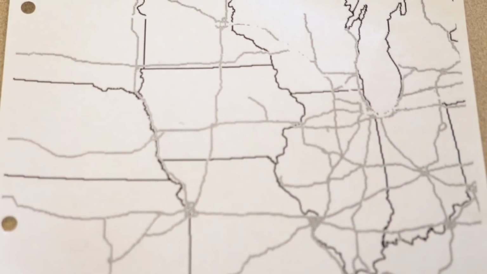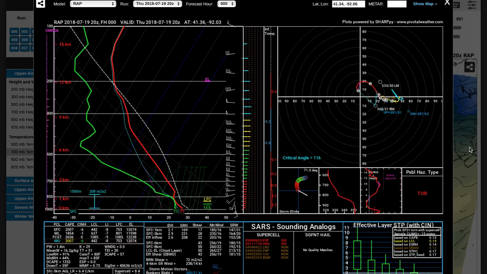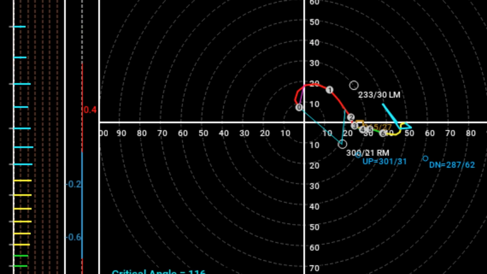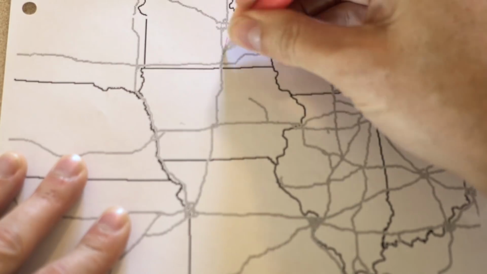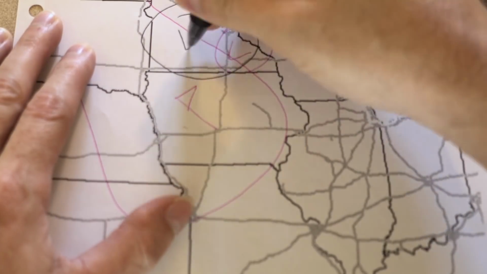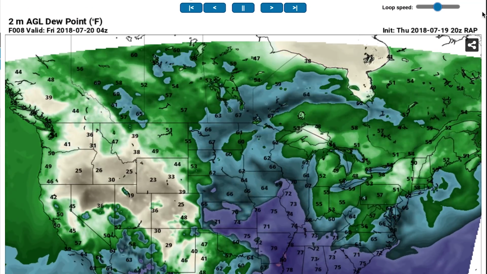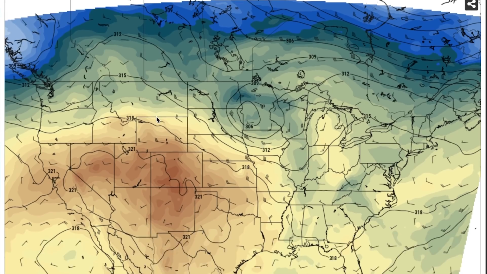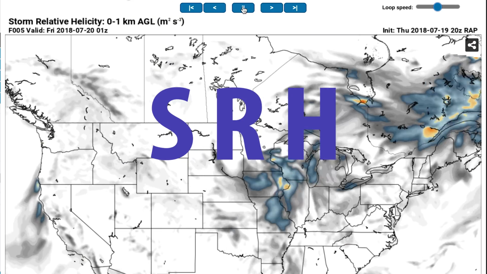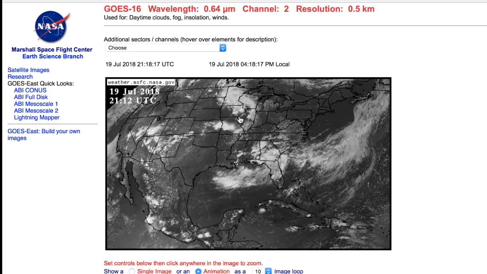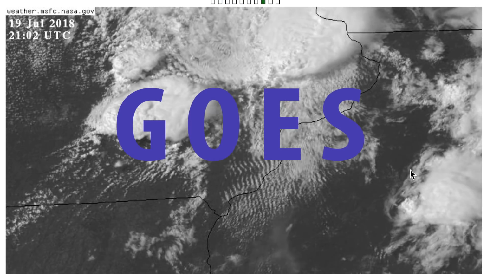While trying to forecast tornadoes, there's a ton of data, computer models, imagery, and layers to analyze. Upper level winds, the lower level winds, surface winds, temperatures and dew points, potential energy, the cap, the spin in the atmosphere, and actual photographs from space. It's all enough to make your head spin.